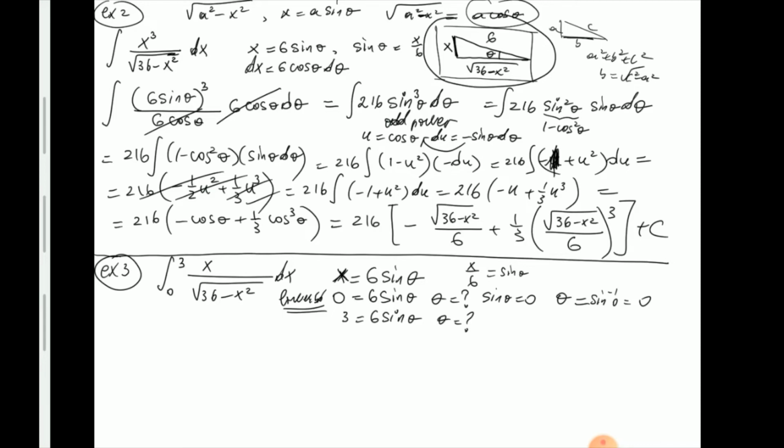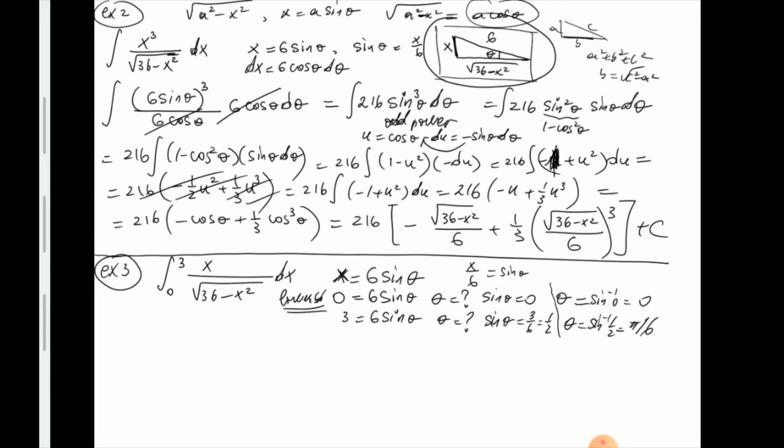So if 3 equals 6 sine of theta, then sine of theta is equal to 3 over 6, which is 1 over 2. So then theta is inverse sine of 1 over 2, which is 30 degrees. In other words, pi over 6. That's in contrast with how you change the bounds when you do the U substitution, because in that case you plug the old bounds into the function. Here you solve for the new bounds.